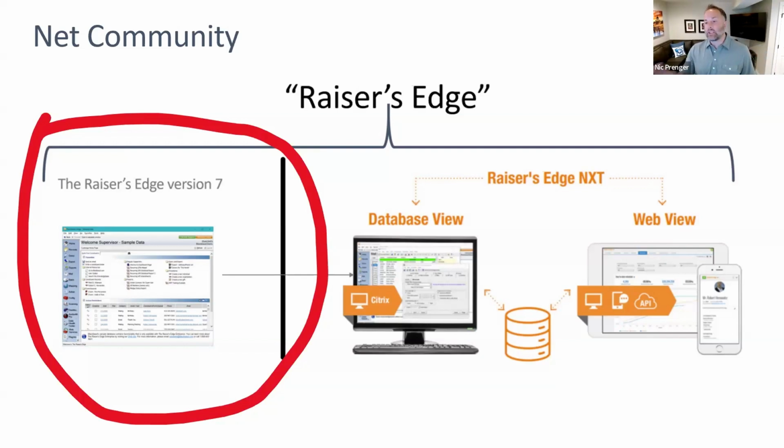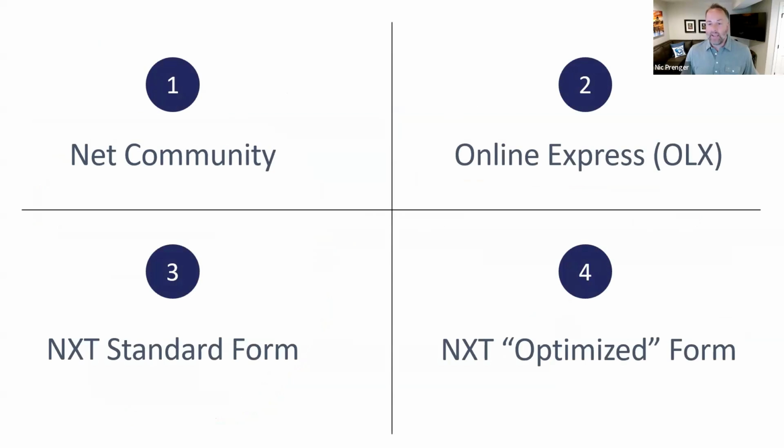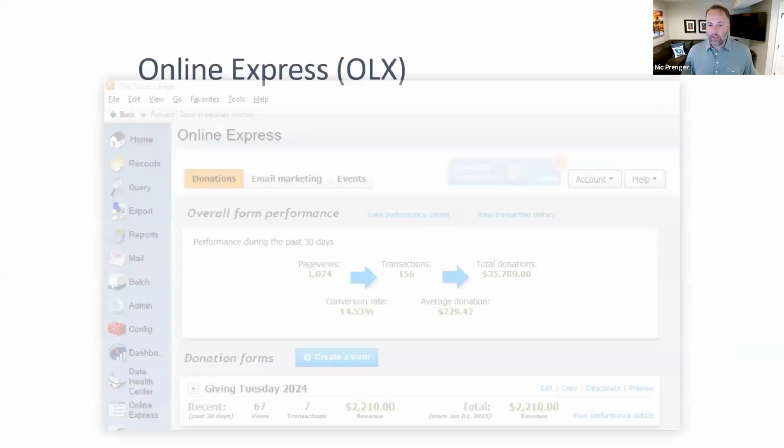Okay, so if you're still on Razor's Edge 7 Net Community, it's an option. We're not going to talk about it a bunch, other than to say you should pay attention to the rest of this webinar because we're going to talk about what you can go to when you turn off Net Community. Speaking of legacy products, but a little bit less so, we've got Online Express.